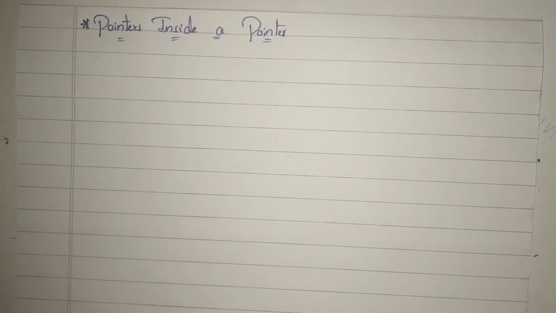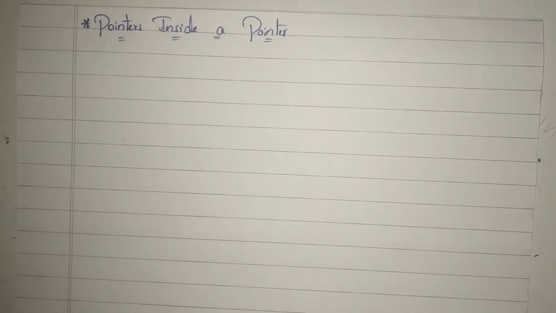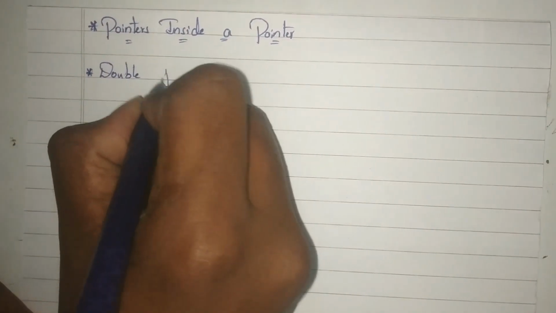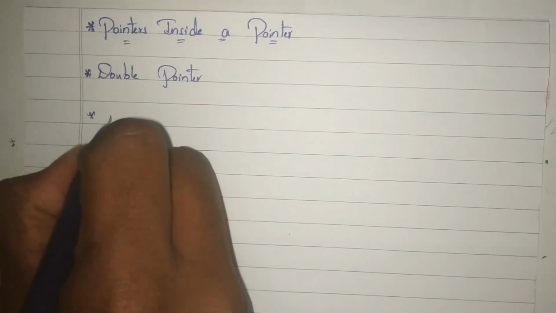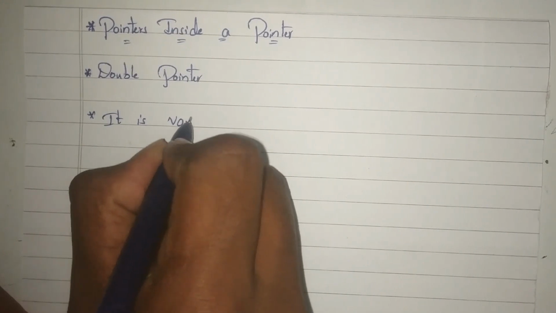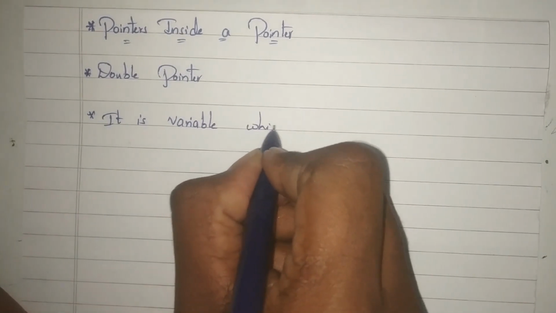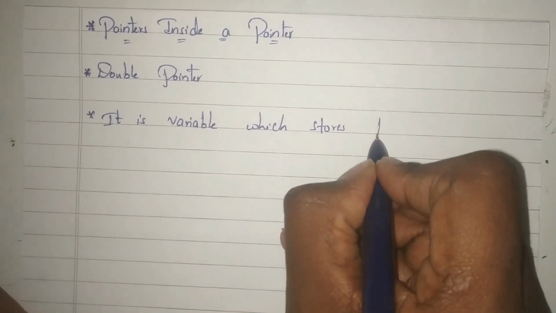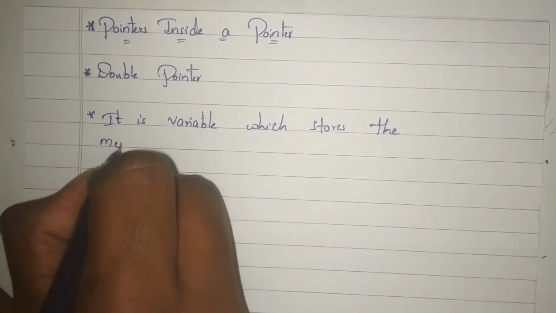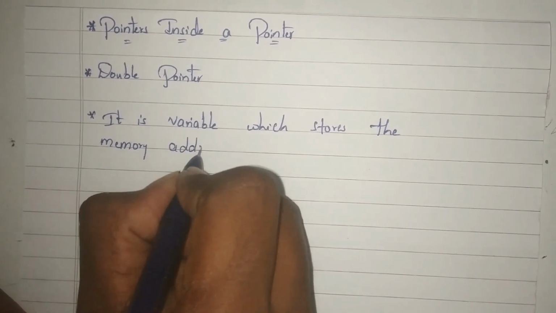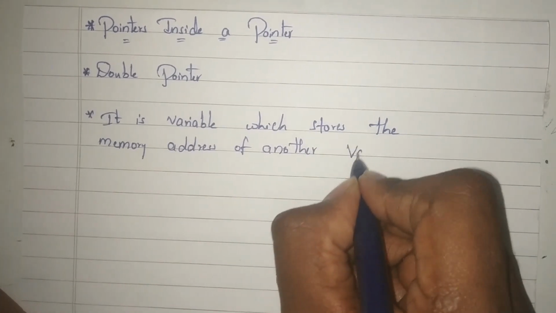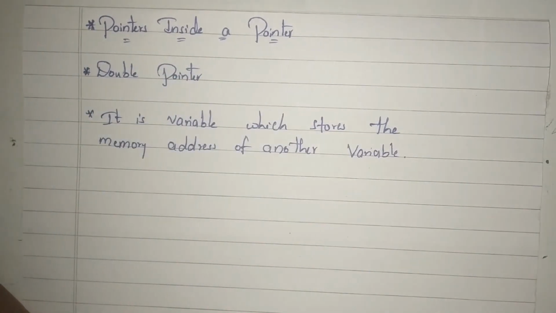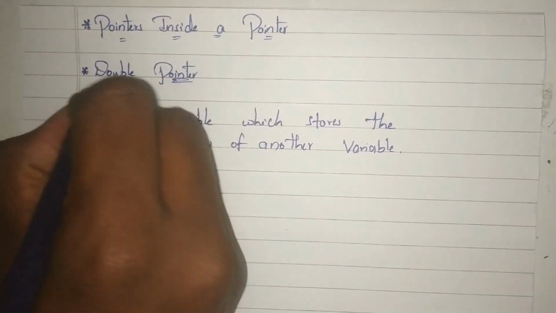Now let me see another topic, pointers inside a pointer. It is also known as a double pointer. It is nothing but a variable which stores the memory address of another variable. This is nothing but a pointer inside a pointer, or a double pointer.